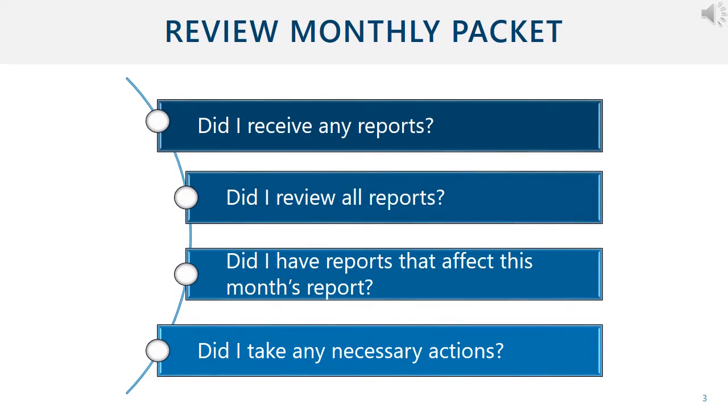The monthly packet is made up of a number of reports that are generated based on the information submitted on the prior month's file and actions needed to be reviewed or taken on individual member accounts. The first step in the monthly reporting process is to check the monthly packet module on the Report tab to determine if any reports were created for review.